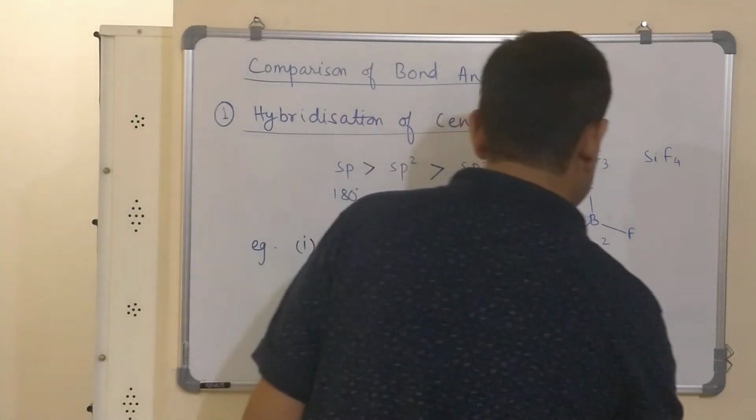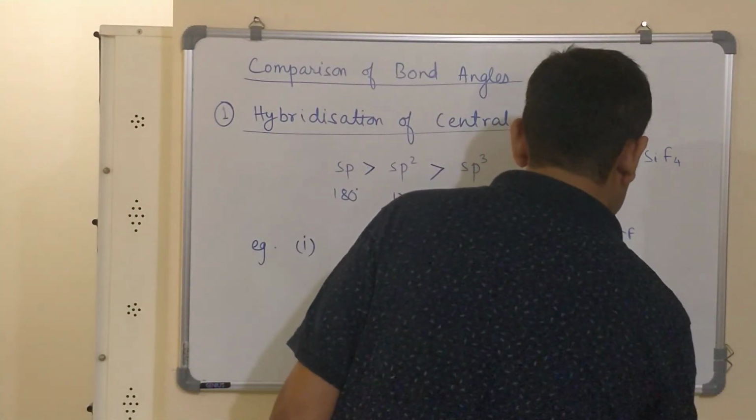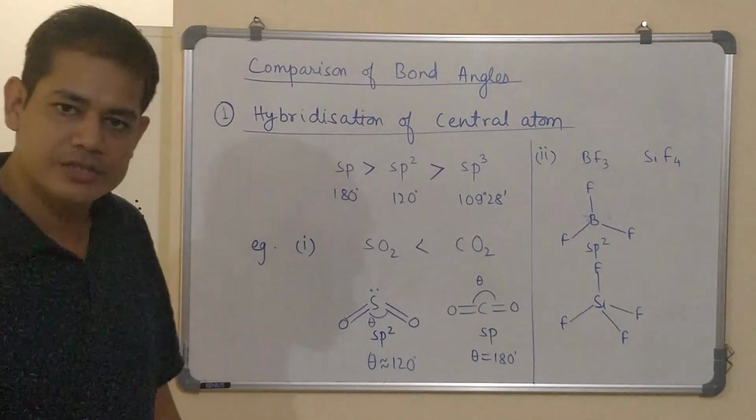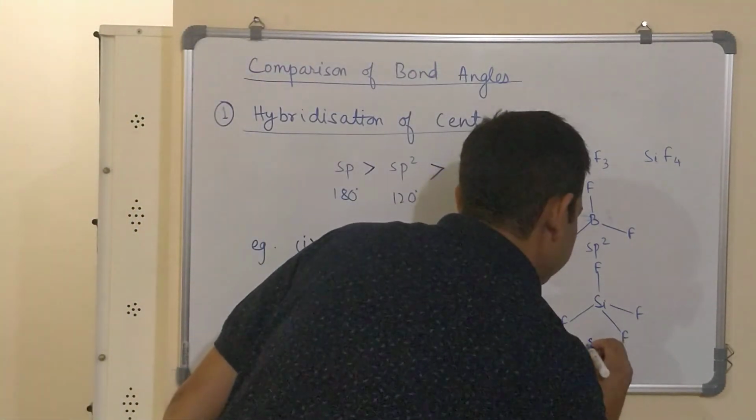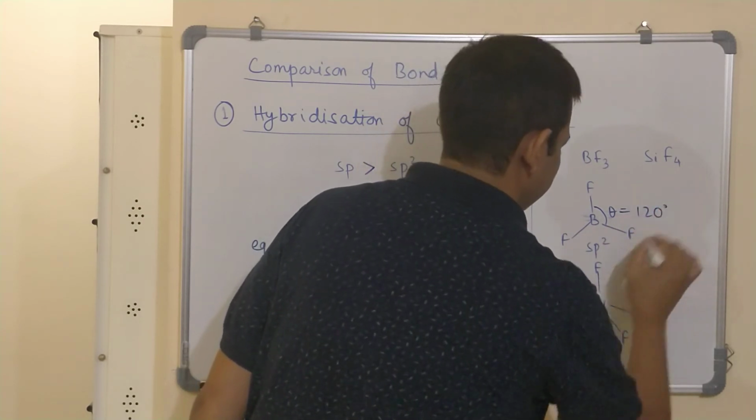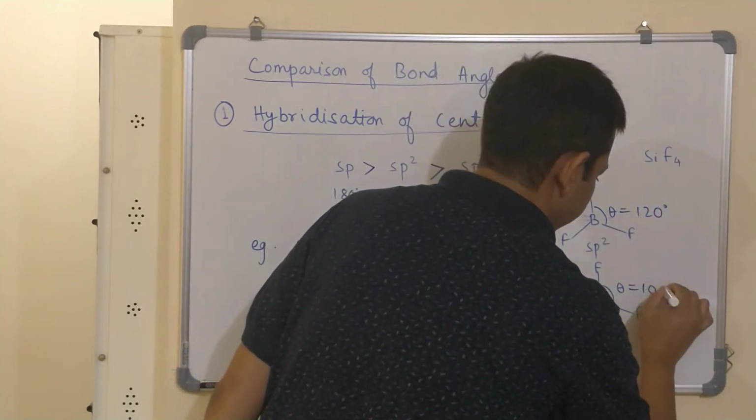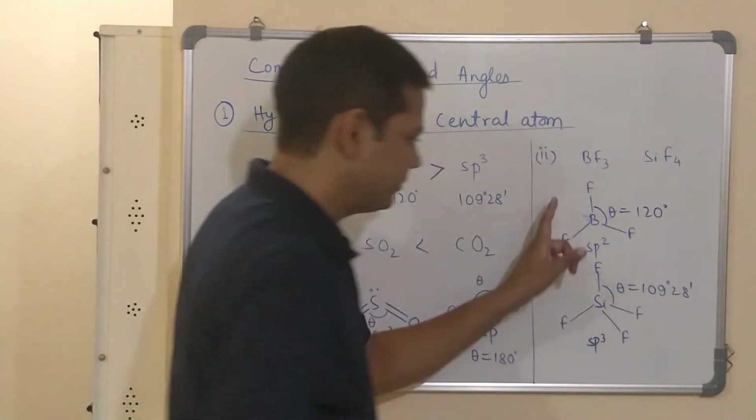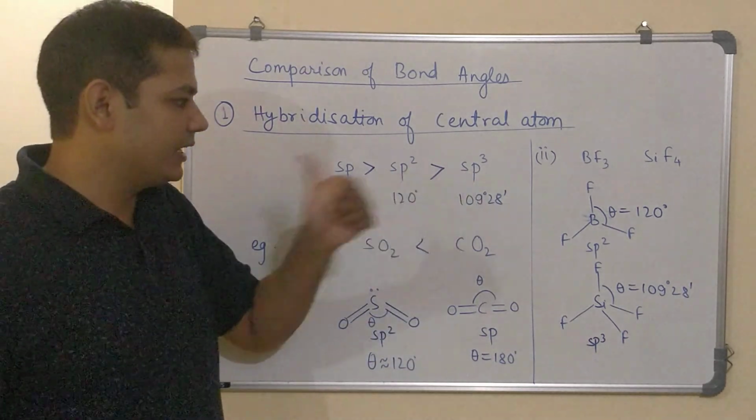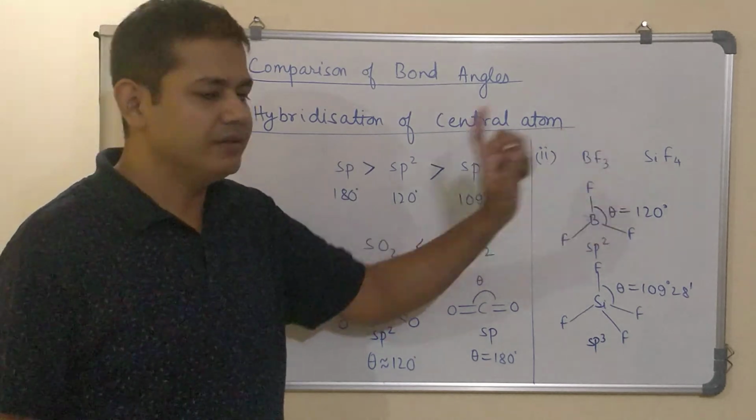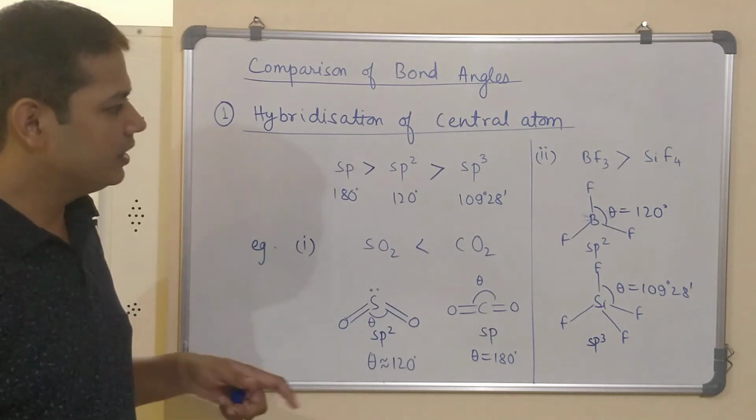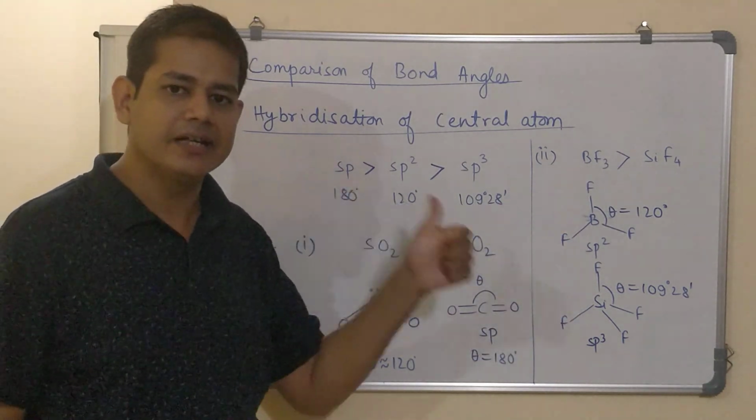Let us draw the structure of SiF4, silicon bonded to 4 fluorine atoms. It has a tetrahedral structure, with no lone pair on silicon. Silicon is sp3 hybridized. Accordingly, the bond angle for BF3 is 120 degrees, and for SiF4 the bond angle theta will be 109 degrees 28 minutes. If the hybridization is different, bond angles will be different, and sp2 has a greater bond angle than sp3. The bond angle in BF3 will be greater than the bond angle in SiF4. So this example is also very clear. We simply find the hybridization of the central atom and compare the bond angles.